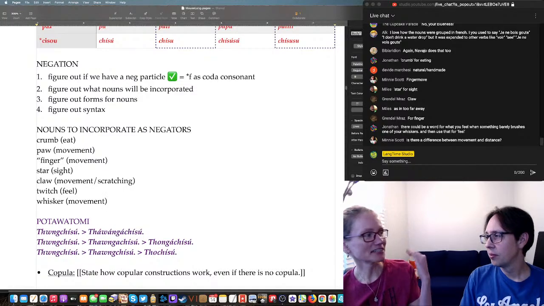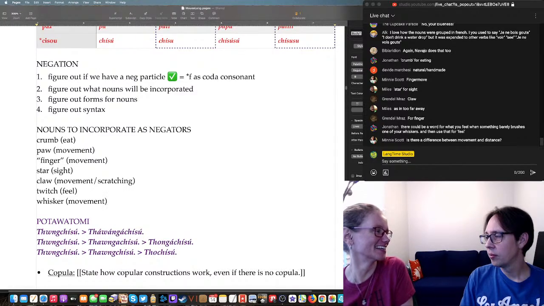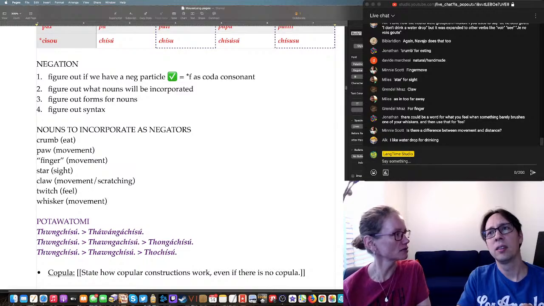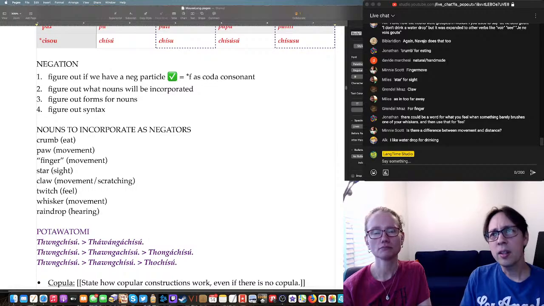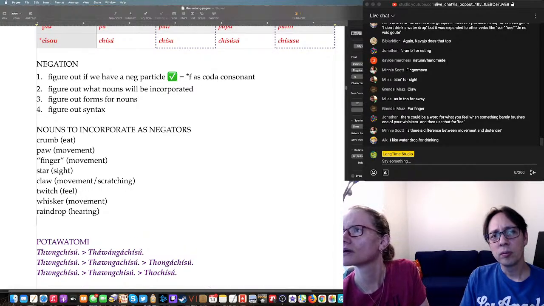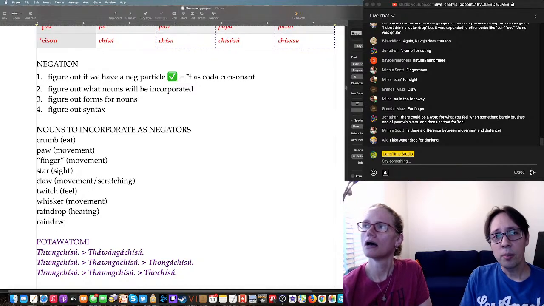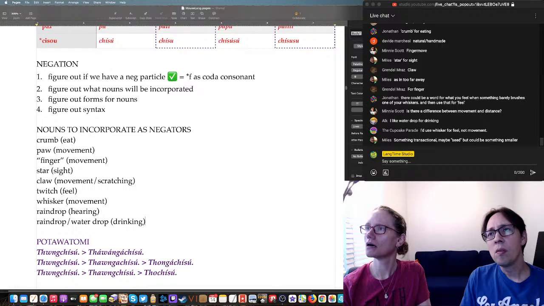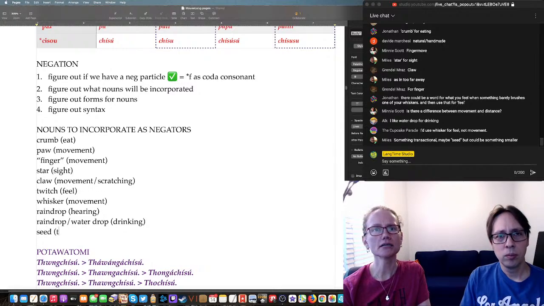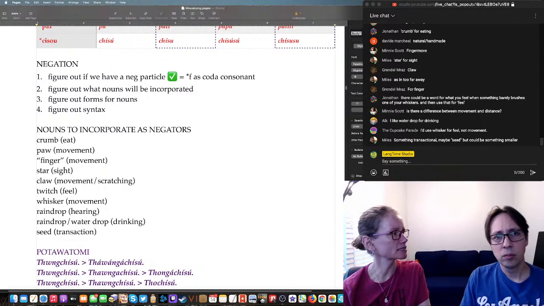Sorry, I was thinking about hearing, and I'm like, a pin drop. But how about raindrop? Ooh, kind of like that. Hearing. Anything else for hearing? Alk says water for drinking. Raindrop actually works for that as well. Maybe like seed for something transactional. Ooh. And I think we use seed as a diminutive, so that would make sense.